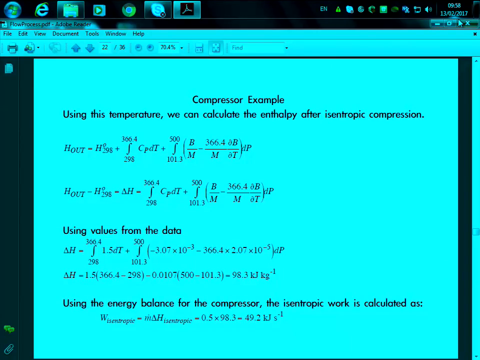Where did we get to 0.5? When we're calculating this, it's mass, yes. Yes, that's the mass. That's the energy balance, actually, of the system.